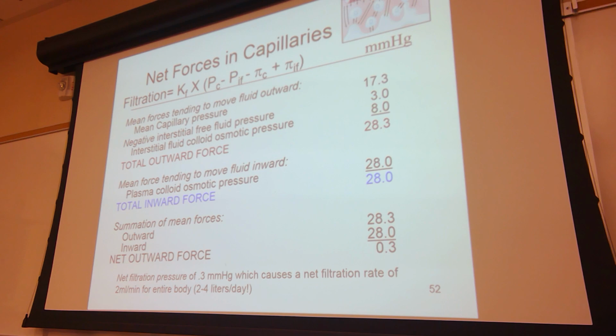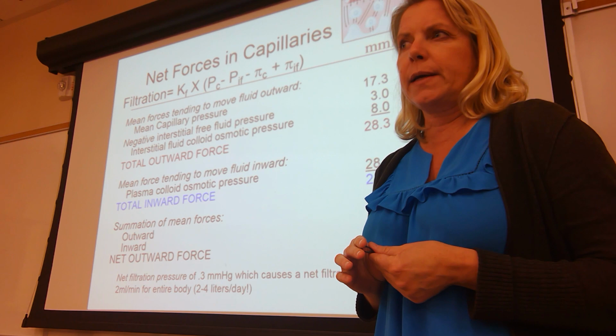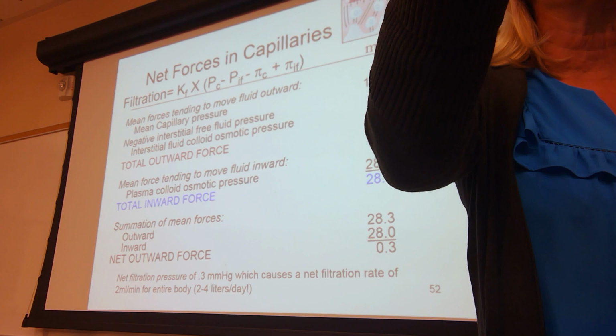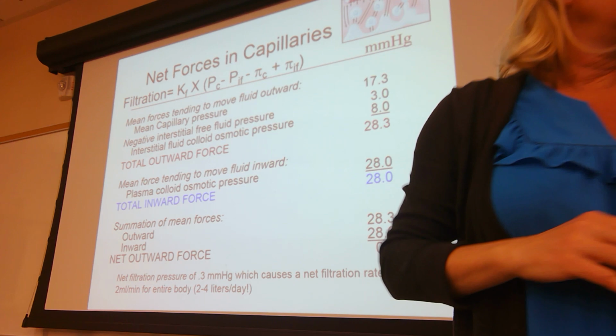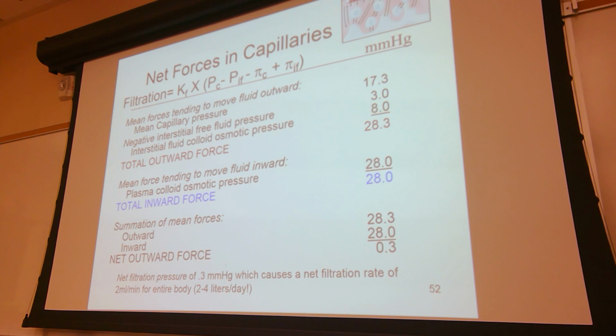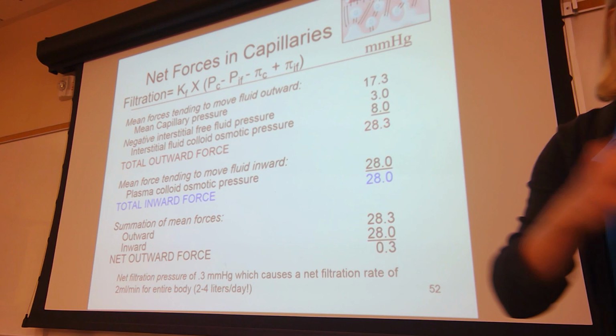Capillary colloid osmotic pressure. Albumin. Now, we can't really change that very quickly, but we know it can change, don't we? Dietary issues, liver issues. This was so unit one. But the interstitial doesn't change because the interstitial comes from the cells. Cells are happy being cells. They don't really change what they make when we're talking about a tissue bed. So it's the capillary forces that we should focus on.